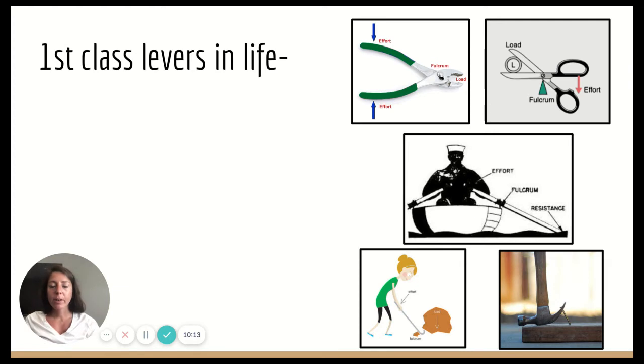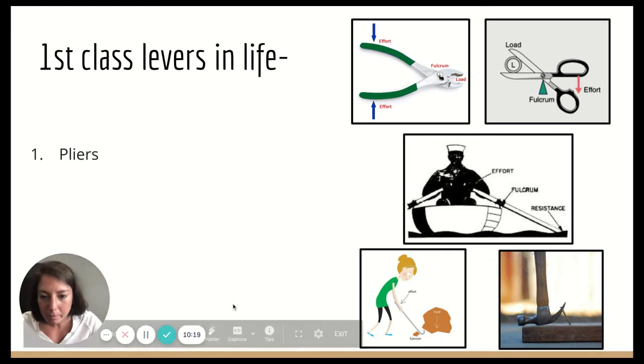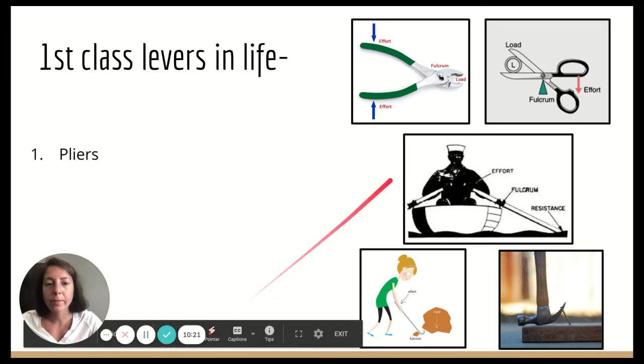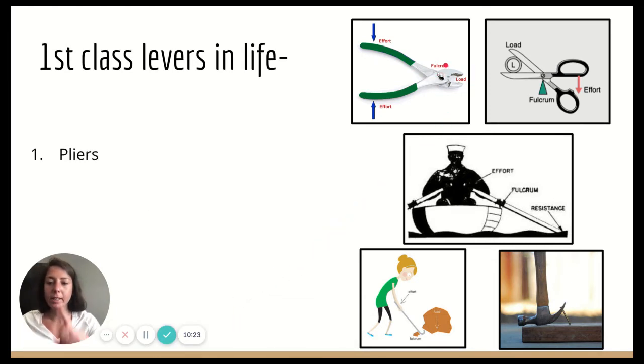Okay, so let's look at some first class levers in life. Here's a bunch of pictures that can help you start to visualize this. Get my little pointer out. First we have pliers. Again, first class levers are identified by the fact that the fulcrum is in the middle. So notice here's the fulcrum in the middle. This is what everything's moving around. This little nail doesn't move, but on this side of the nail, things are moving. On this side of the nail, things are moving.